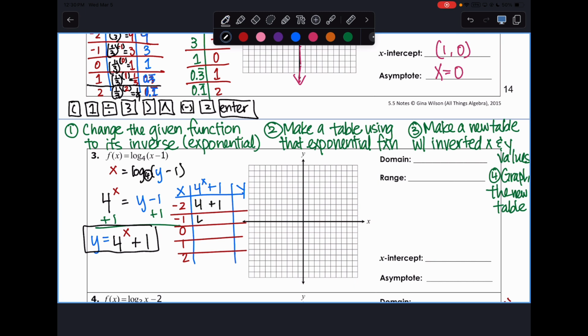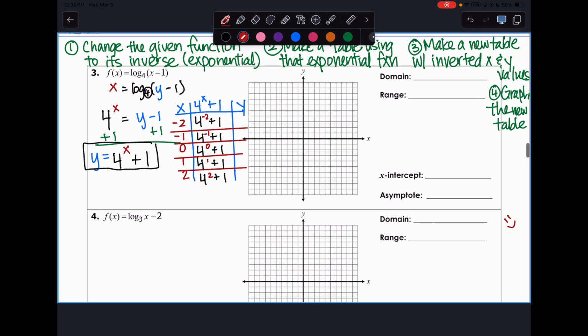4, then add 1, 4, then add 1, and so on for each row. So I'm leaving that exponential spot open so I can place those exponents in there. Okay. Is this okay? 4 to the negative second power means what do I do with the base? It's 4 over 1. So you flip it, the reciprocal of 4 over 1 is 1/4. 1/4 times 1/4 is 1/16. 1/16 plus 1 will be 1 and 1/16, 17 over 16.